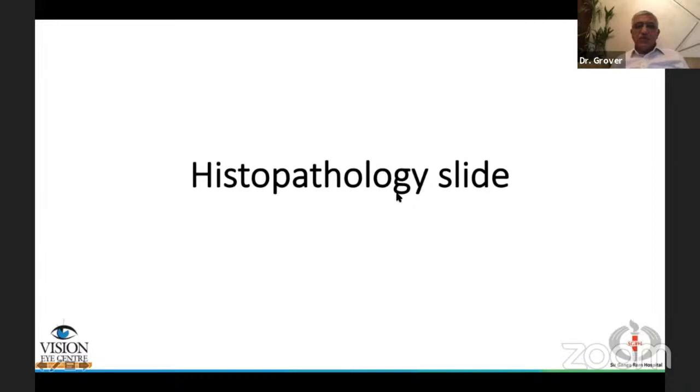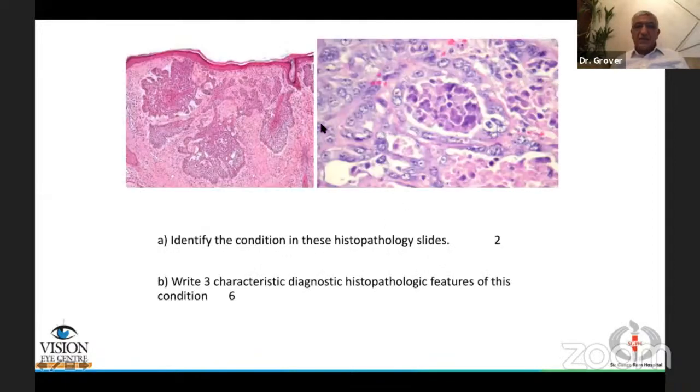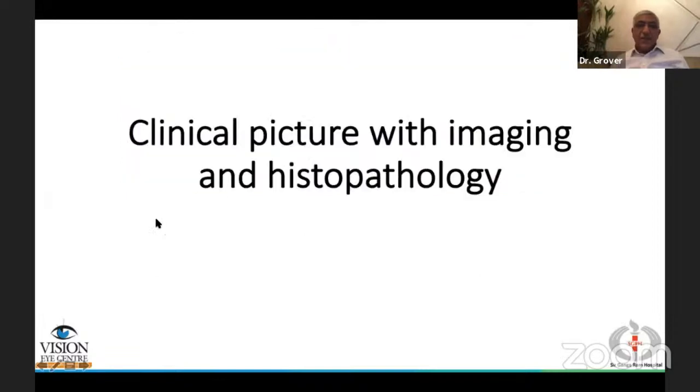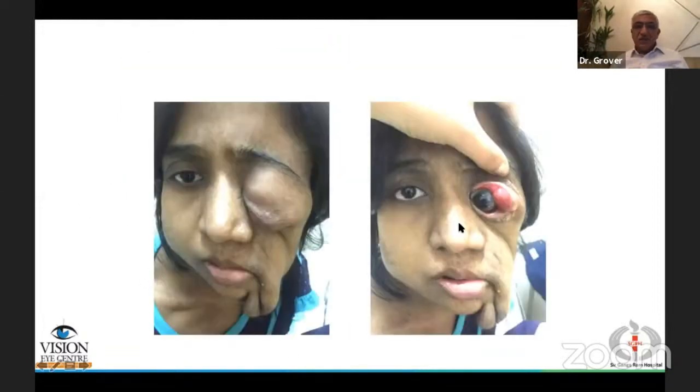Similar clues may be offered to you on histopathology slides. Okay, you need to give a diagnosis. Look at the cytological features. Look at the morphology of how the cells are placed, whether there are keratin pearls or whether there is palisading, and make a diagnosis. Write the characteristic diagnostic features. So you may have a combination with imaging and clinical diagnosis.